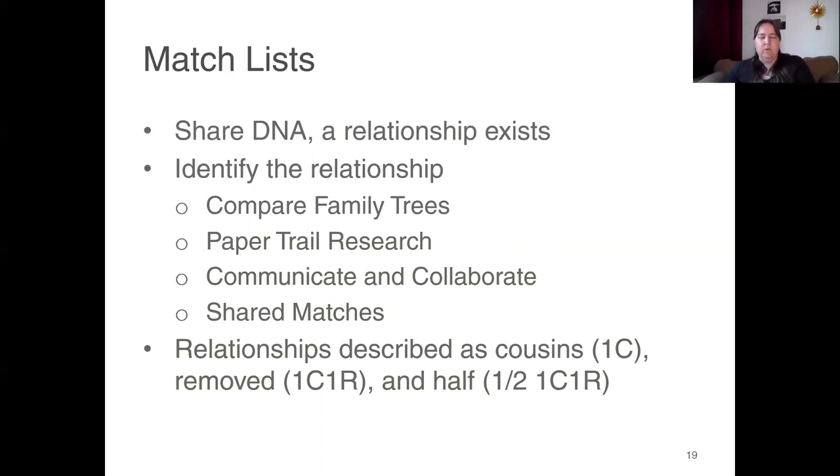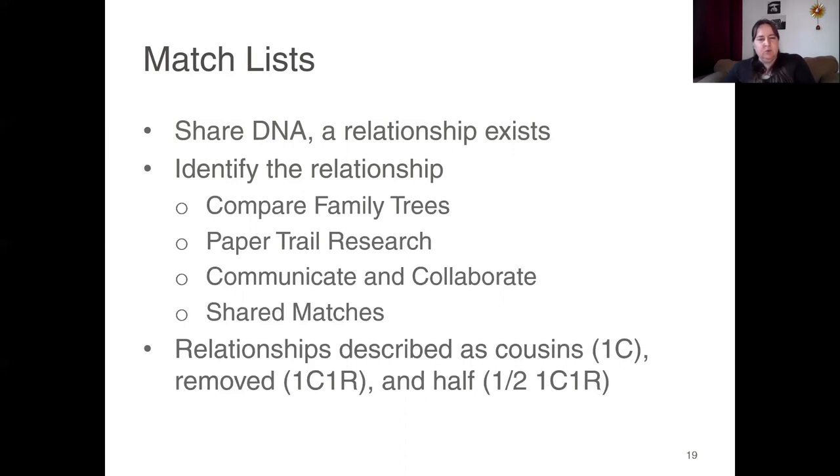Now, once you start determining relationships, you want to be able to describe those relationships. And relationships are traditionally described using the term cousins: first cousin, second cousin, third cousin.